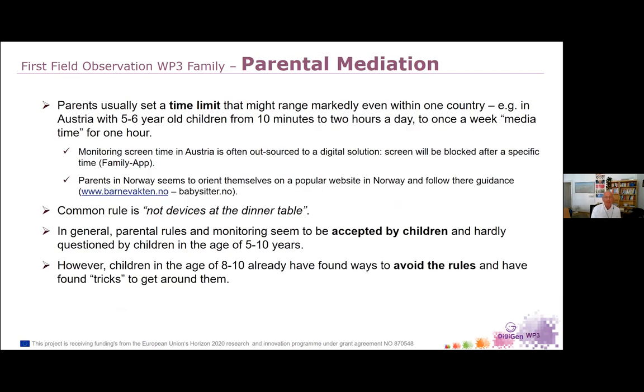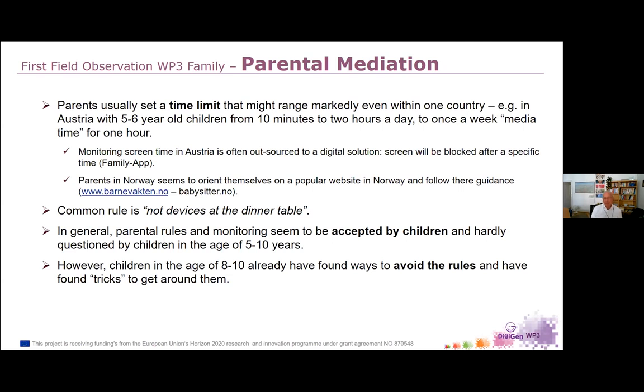In terms of parental mediation, we see that parents are very much concerned about the time children spend on digital devices. And we can see a very wide range of regulations and parental rules. In Austria, for 5 to 6 year olds, we have regulations from 10 minutes to 2 hours a day, to once a week, 1 hour of media time. And there we also see some differences between the countries we are looking at.